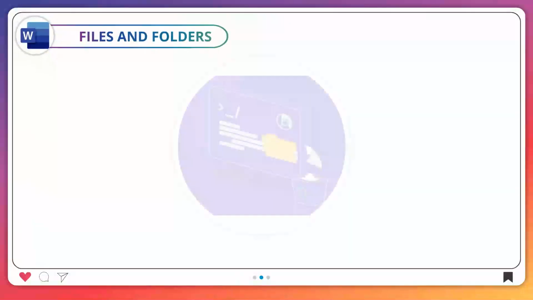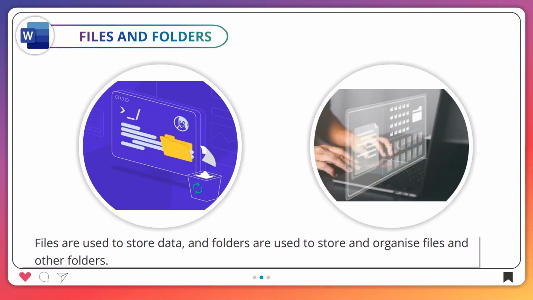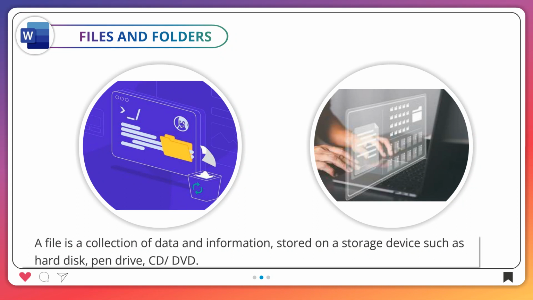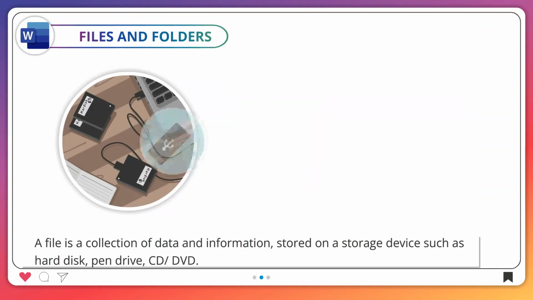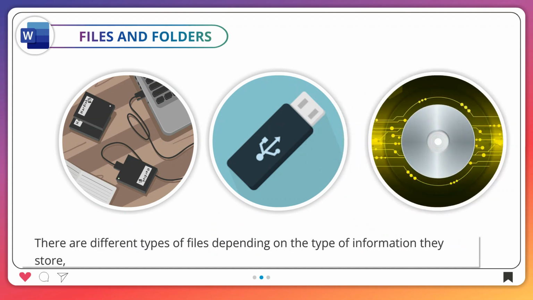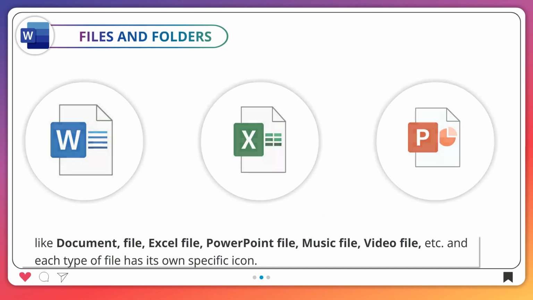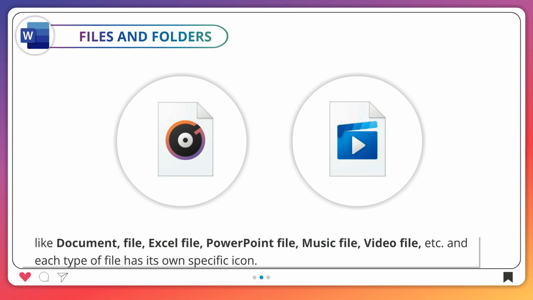Files and folders. All the data stored on your computer's hard disk consists of files and folders. Files are used to store data, and folders are used to store and organize files and other folders. A file is a collection of data and information stored on a storage device such as hard disk, pen drive, CD or DVD. There are different types of files depending on the type of information they store, like document file, Excel file, PowerPoint file, music file, video file, etc.